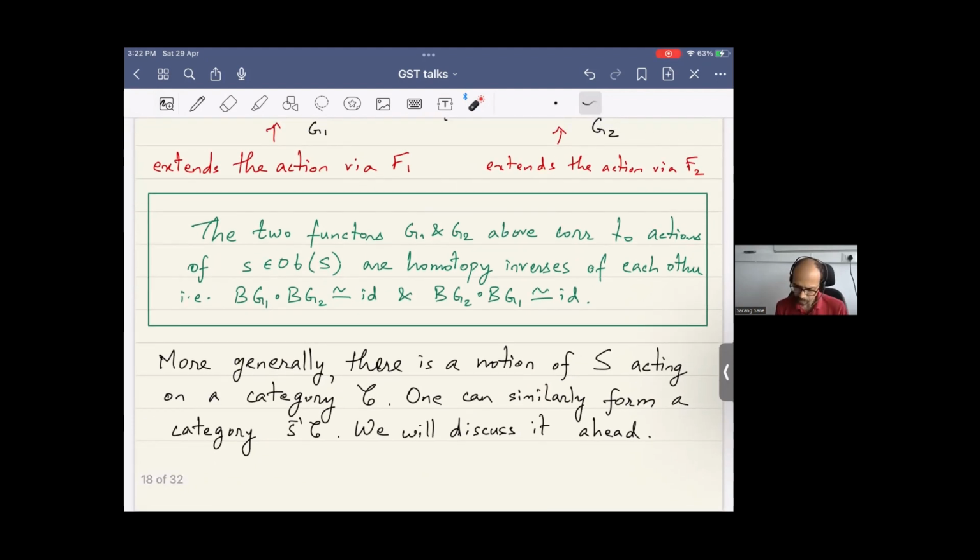There is a more general notion of S acting on some category C, and this is crucially used in all the proofs that are going to come ahead, so we will study this a little bit further. I had said all this in the previous talk, but I went over it rather fast at the end. So in case there are questions, please ask me.